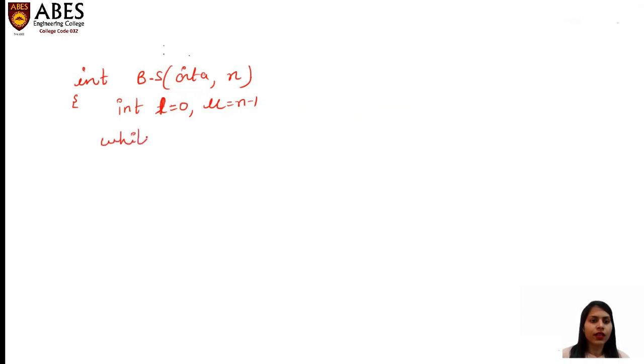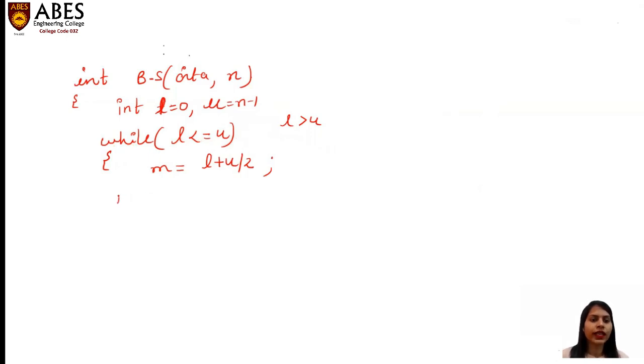We are repeating 3 conditions while L is less than or equal to U. As soon as L becomes greater than U, what we have to do is stop this loop. The loop will run when L is less than or equal to U. In this loop, first we are finding the middle element, that is L plus U by 2.